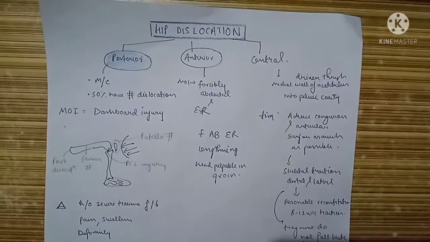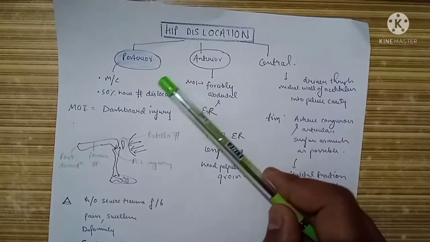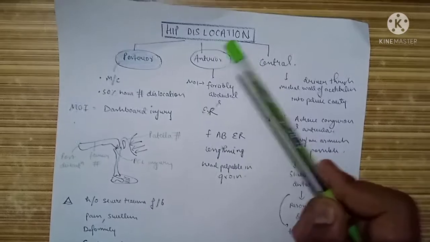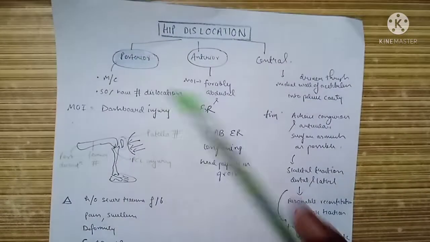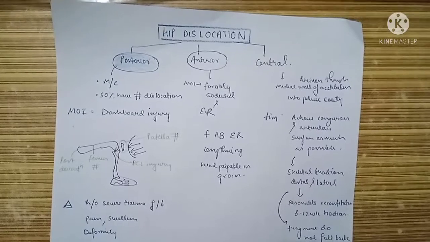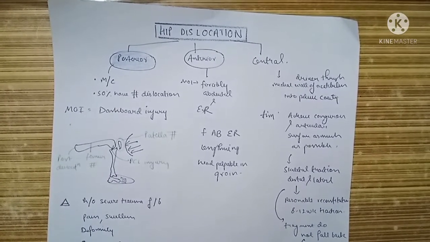Hello everyone. So in this video we are going to talk about hip dislocation. We have three types of hip dislocation: the posterior, the anterior, and the central hip dislocation. The posterior hip dislocation is the most common, reason being anteriorly the hip is supported by the iliofemoral, a strong ligament.